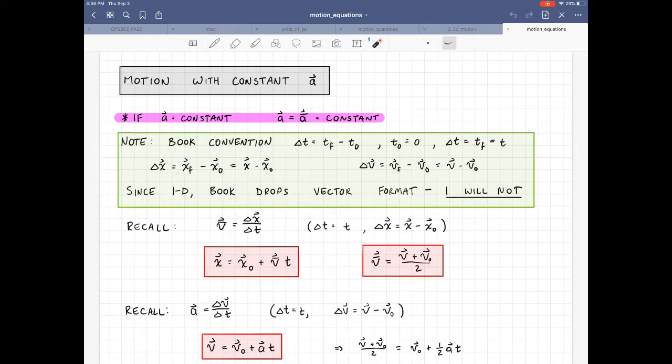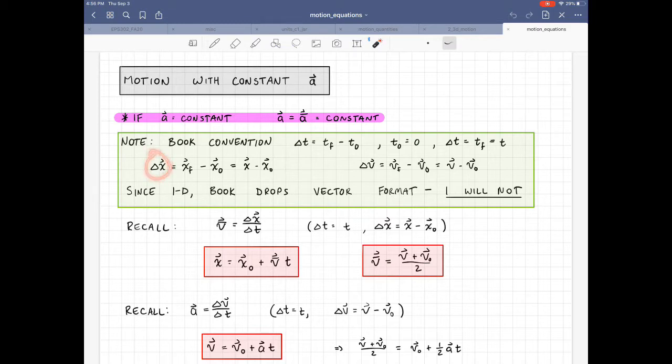Just a quick note on the book conventions that are adopted, some of which I will use and some which I won't. The ones that I will use: delta t, which is defined as the final minus initial. The book adopts the convention that the initial time is 0. So delta t is really just t final, and we're just going to adopt t for that time rather than calling it t final.